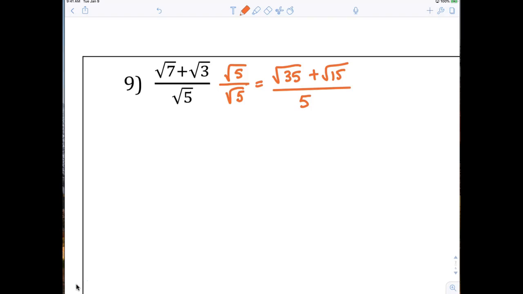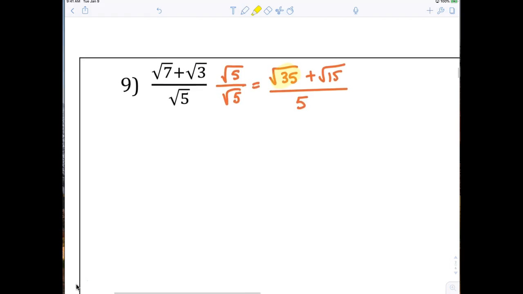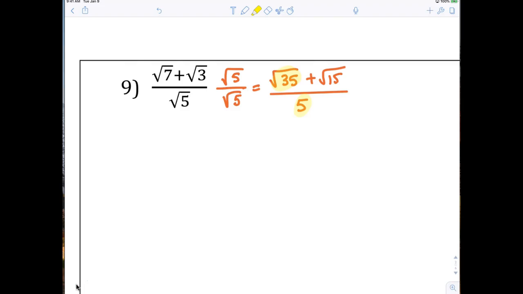Caroline, you all right over there? Oh yeah. Okay. Can you reduce it? No, we have to. You cannot reduce a radical and a number. You cannot reduce a radical and a number. I don't care about that. Come on.